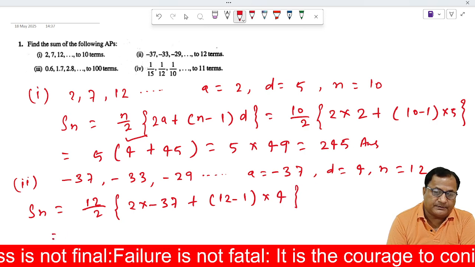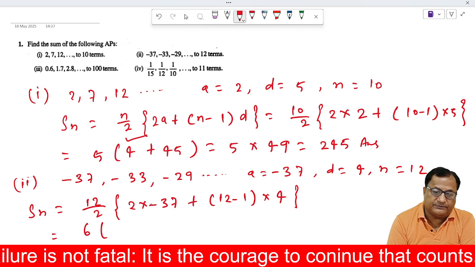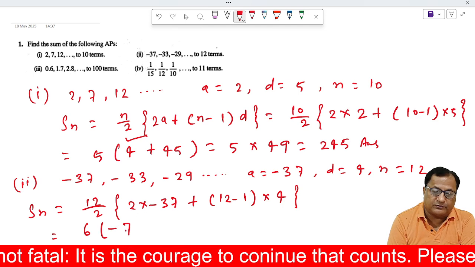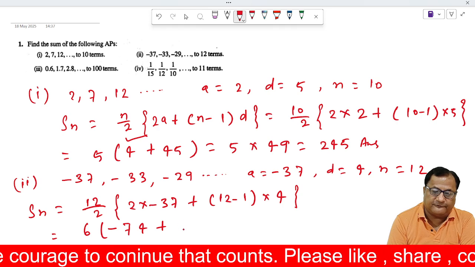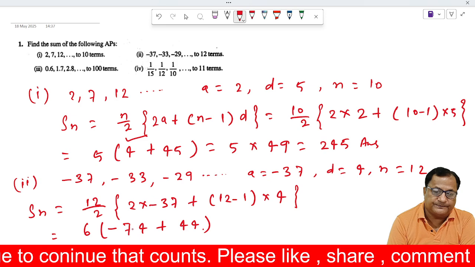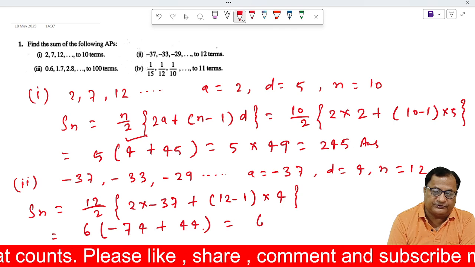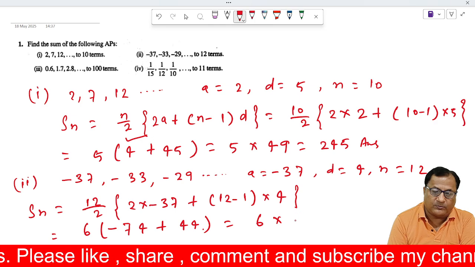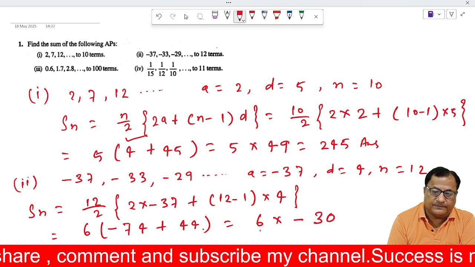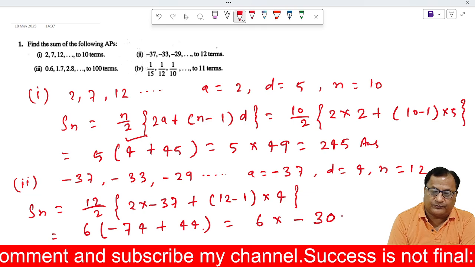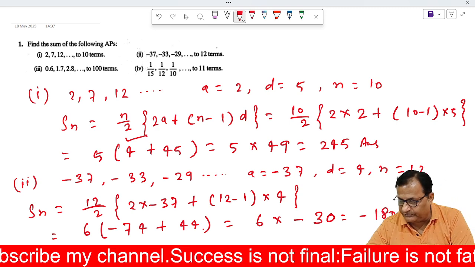d is 4. This will be 6. And this will be, if you multiply, minus 74. And this will be 44. If you subtract this, it will be 6 into minus 30, which is minus 180. This is the answer.